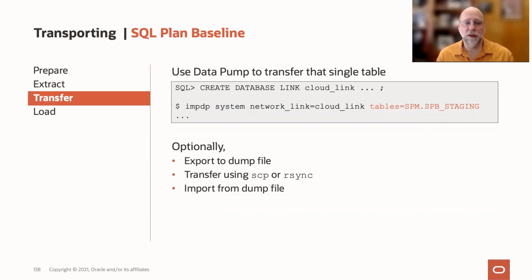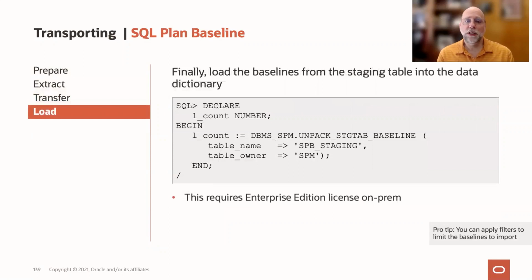So you could do one operation, network import, or the three: export, copy, and import to get the dump file into your production system. Once that staging table is in production, then you load the plans from that staging table into your query plan baseline, and now you have a populated SQL Plan Management baseline in your production environment. Do note that this is only available for Enterprise Edition for on-premises databases. You can't do this if you have SE2.